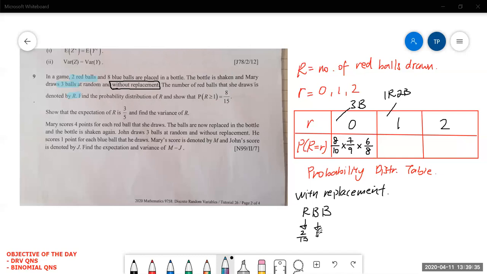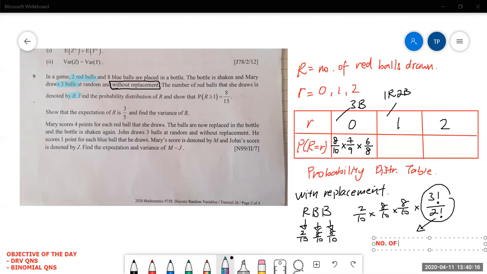Probability of choosing a blue is 8 over 10. And probability of choosing a blue is 8 over 10 again. Okay. So over here, if you want to find the probability of choosing just one red ball, it'll be 2 over 10 times 8 over 10 times 8 over 10 times 3 factorial over 2 factorial. Why? Because this is the number of ways to arrange 3 letters with 2 repeated letters. Okay? If no objections, I'm going to move on.